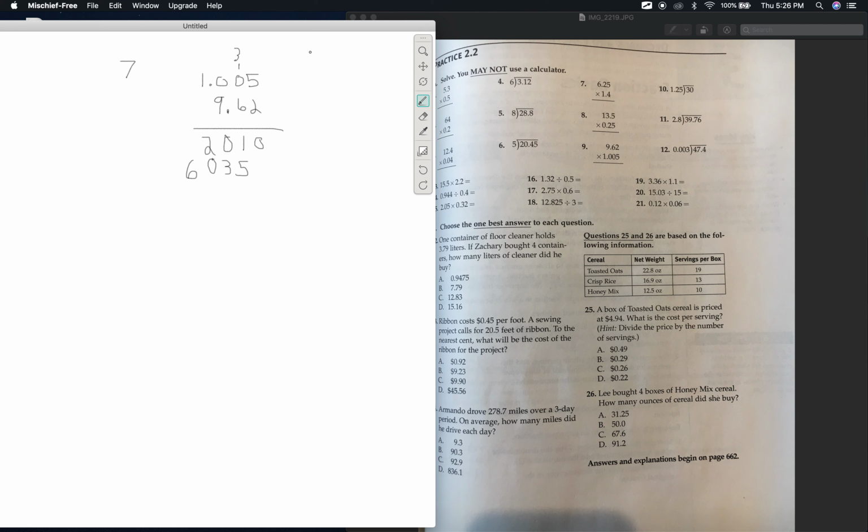9 times 5 is 45. Let me make sure I do 3 spaces over. 1, 2, 3. Okay. 9 times 0 is 0, plus the 4. 9 times another 0 is 0 as well. 9 times 1 is 9.